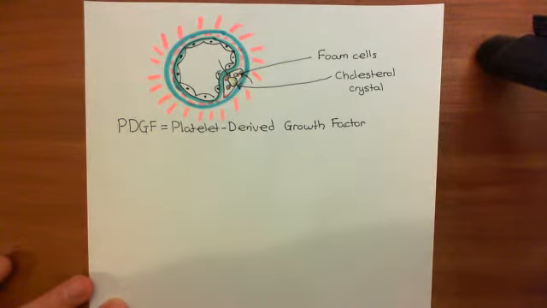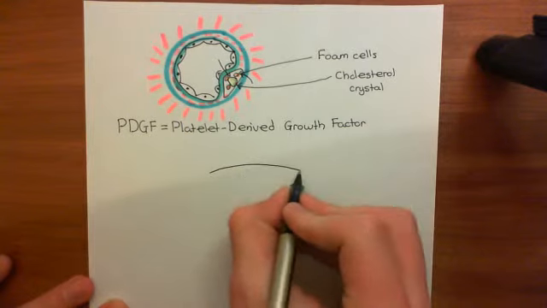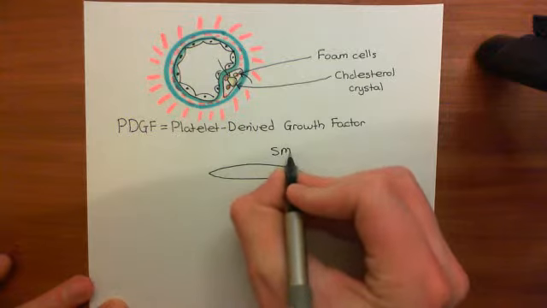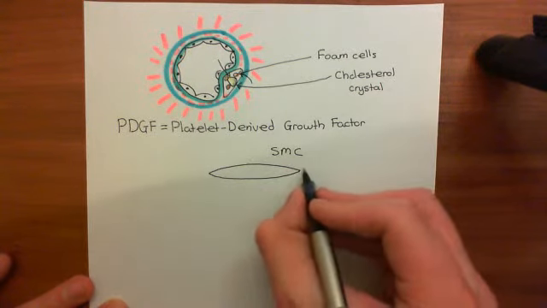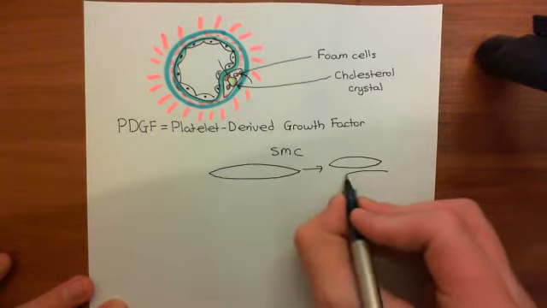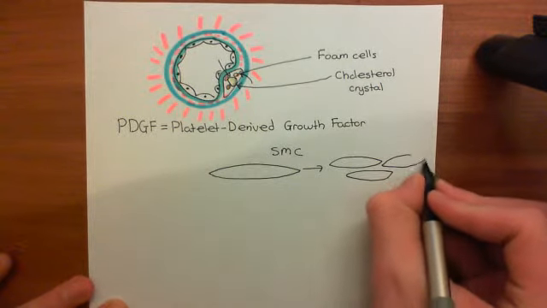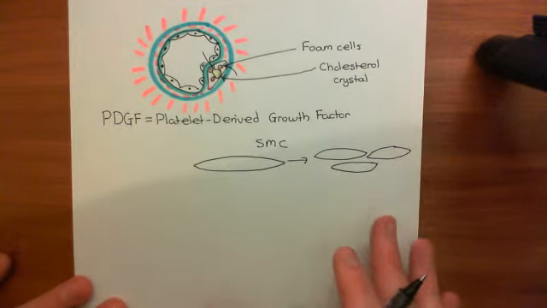Now, what do these smooth muscle cells do when they get into the atherosclerotic plaque? Well, they behave very unusually for smooth muscle cells. So here we have our smooth muscle cell, our SMC for short. And what's going to happen is it's going to start proliferating. So it's going to go from being one cell into being multiple cells, and that's very unusual for muscle tissue. Muscle tissue doesn't usually proliferate, which is why you hardly ever hear about cancers of muscle tissue.